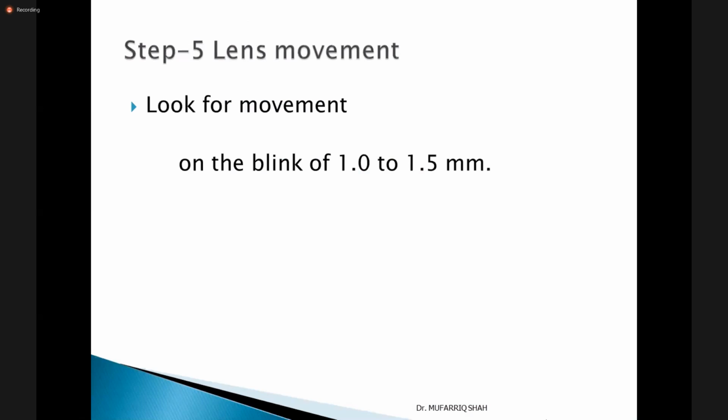Now coming to step 5, the lens movement. So look for the movement. On the blink, 1 to 1.5 millimeter movement of the lens should be there. If movement is less than 1.5 millimeter, so probably the lens is too tight. Or if movement is greater than 1.5 millimeter, then probably the lens is too loose.